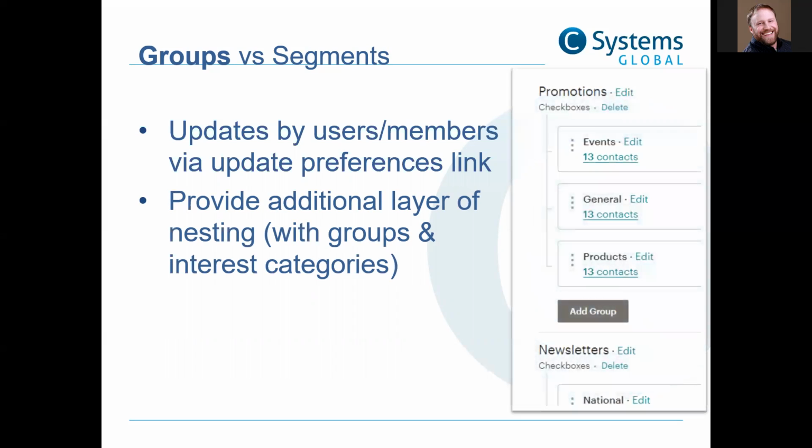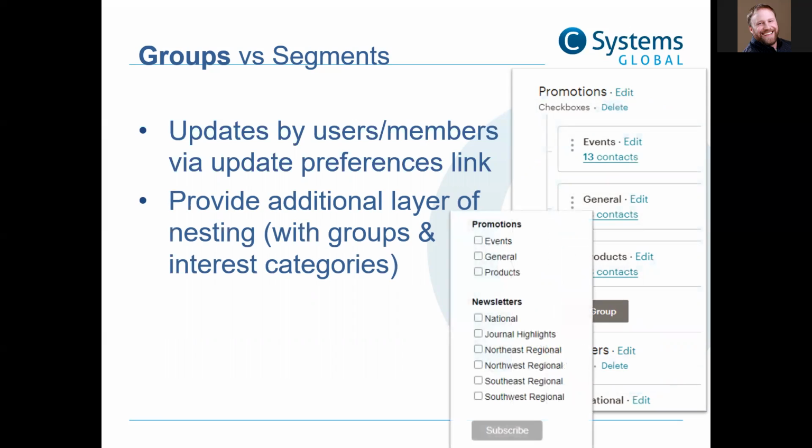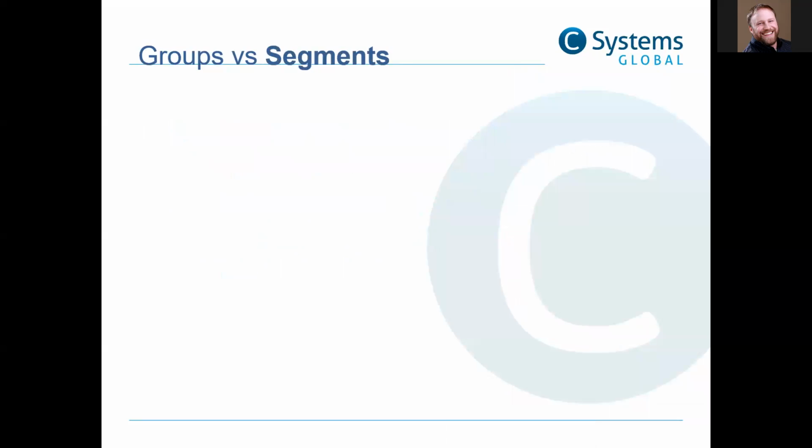In Mailchimp, the groups look like this with the categories underneath. And when a user clicks on that update preferences link, they're presented with the options that they are able to choose. So this is the concept of utilizing groups. Segments are a little bit more limited by nature.